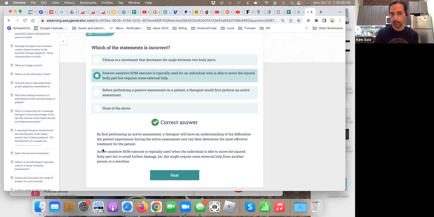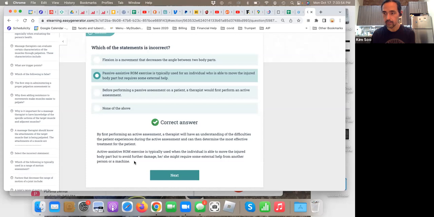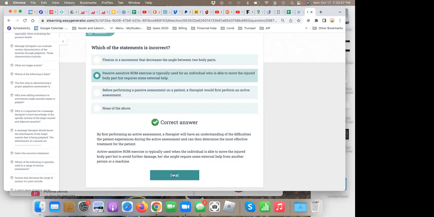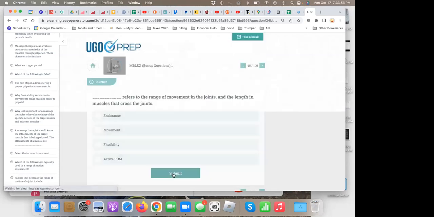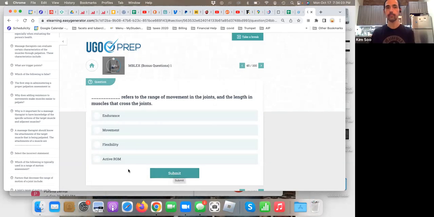See at the bottom here where my cursor is? Active assistive range of motion. See it down there? Is everybody clear? Yes. You are or are not? I am. Okay, great. Good. Great. Excellent.